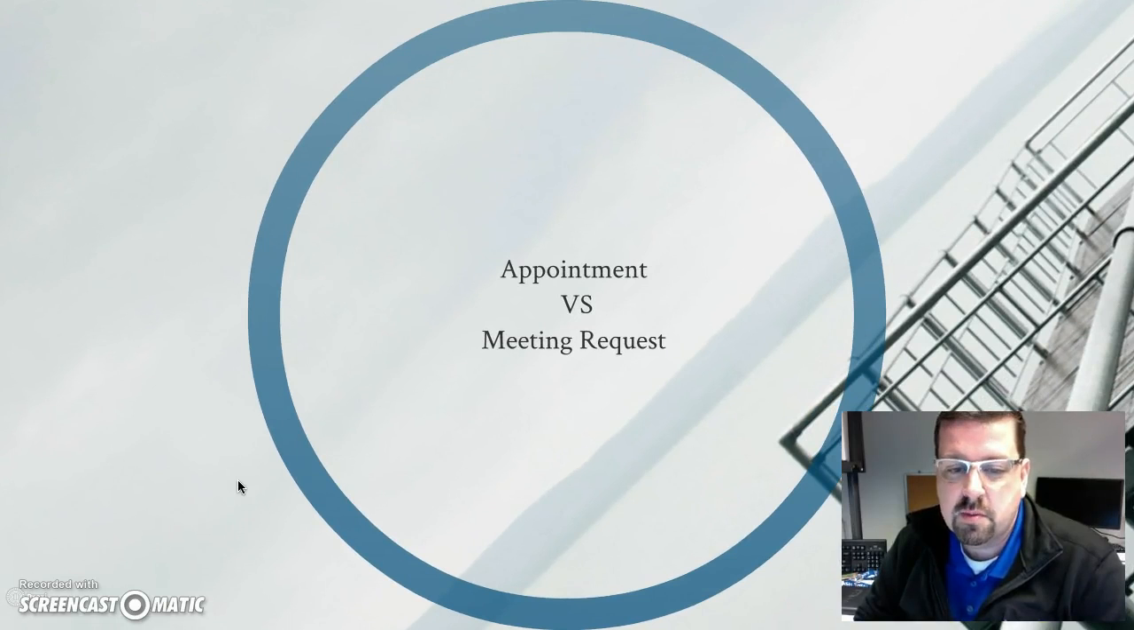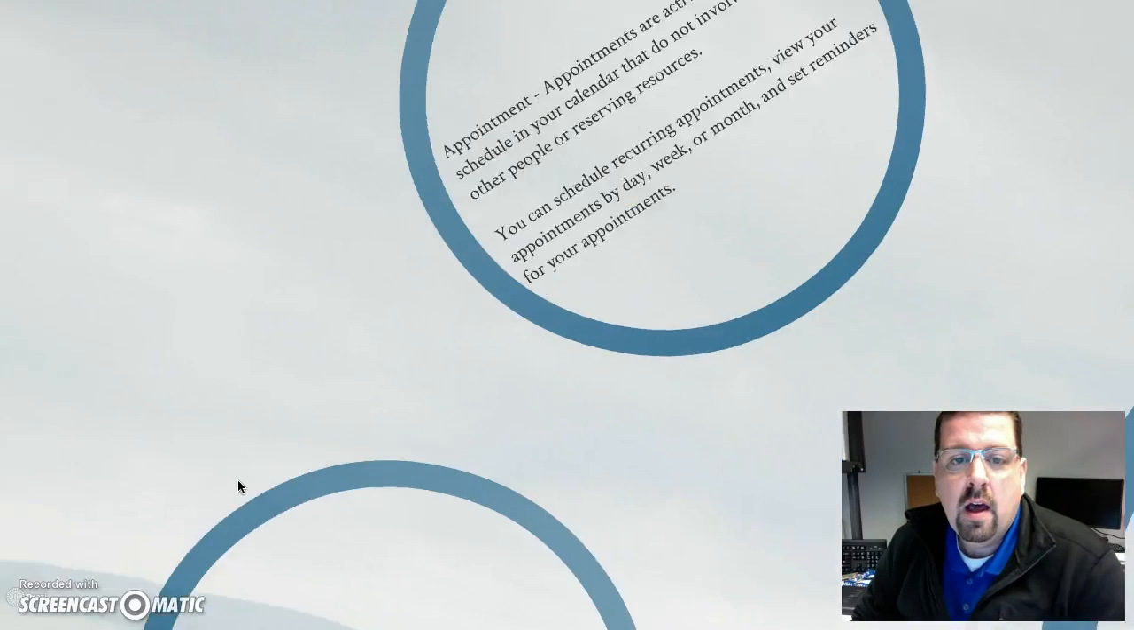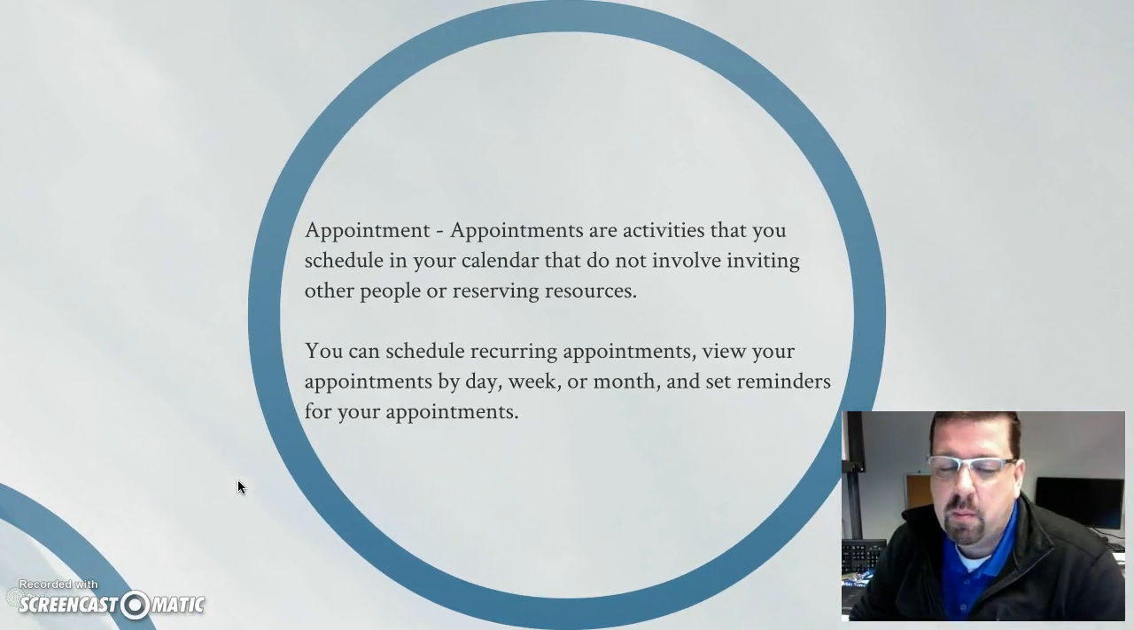Meeting requests versus appointments. One of the many questions that we normally get is, what's the difference between the two, and how can I leverage both of them? How can I do that the best? An appointment is basically any activity that you want to schedule on your calendar, but it does not involve having other people. So Outlook lets you set your own appointments. You can schedule recurring appointments, view your own appointments by day, week, month, and set reminders for your appointments just like you can for any other meeting.